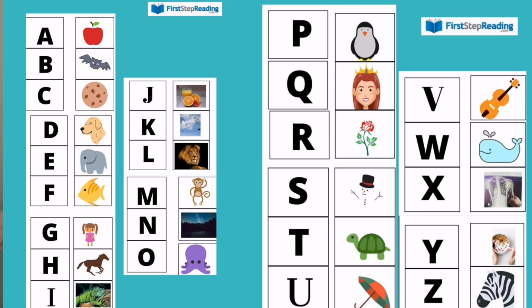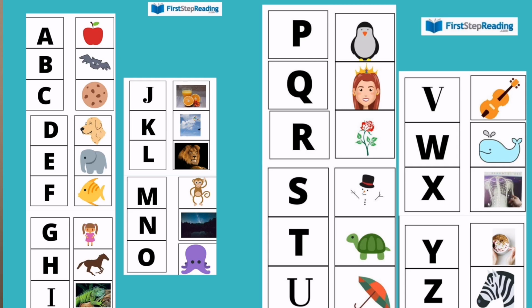The letters have sounds, have sounds, have sounds. Sing them now with me. A says ah, ah, ah. The B says ba, ba, ba. The C says k, k, k. Like apple, bat, and cookie. The D says da, da, da. The E says eh, eh, eh.